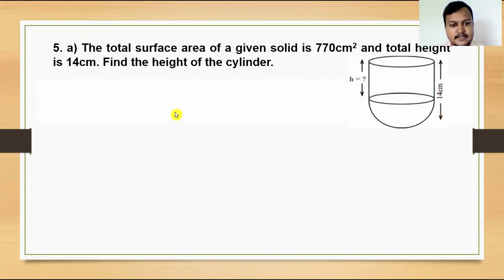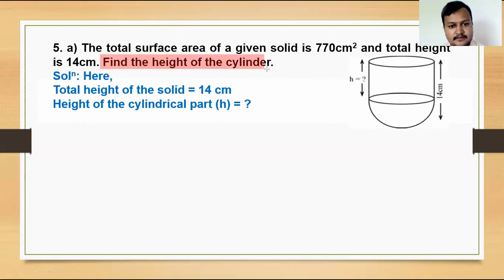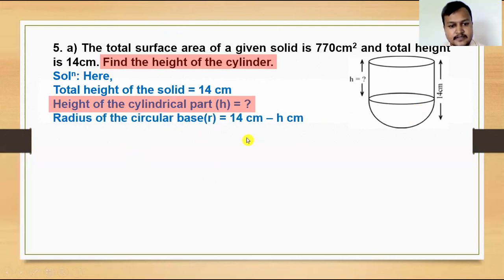While solving it, at first write the given things. Given things are total height of the solid 14 centimeter, height of the cylindrical part h. It is asked to us. You find out, meaning this value. This one, find the height of the cylinder. The height of the cylindrical part is not given to us, but we said let it be h. We denoted it by h. And the radius of the circular base. We subtracted this h from 14 to get the radius, that is 14 minus h.